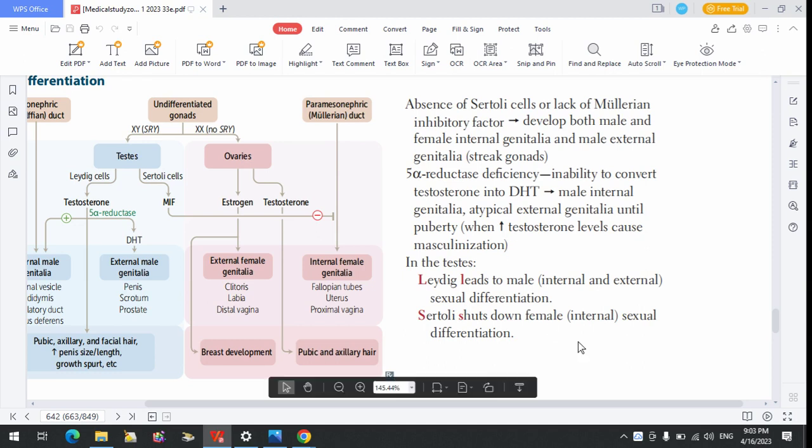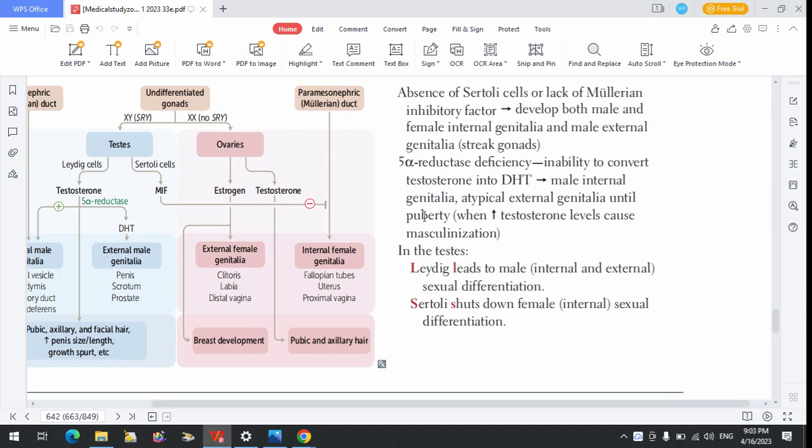So what's now the remnant of the paramesonephric duct in the male? Appendix testis. What do you think will happen to the paramesonephric duct in the male? It will obliterate, but it's not everything that will obliterate. Some will remain. So the remnant is what we call the appendix testis, just like what you have in the females too.